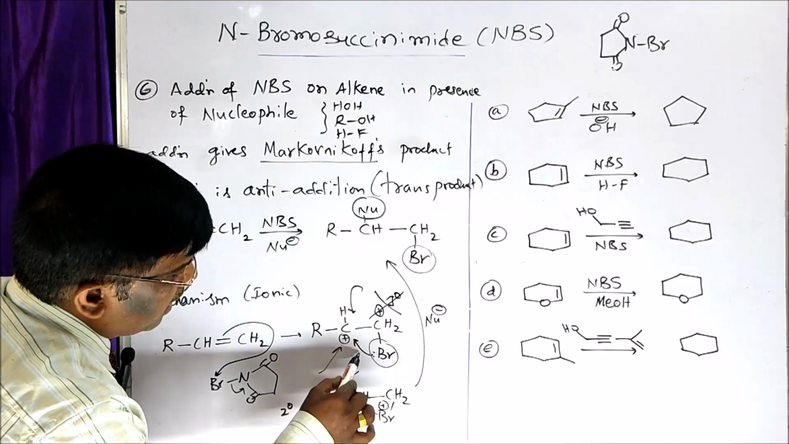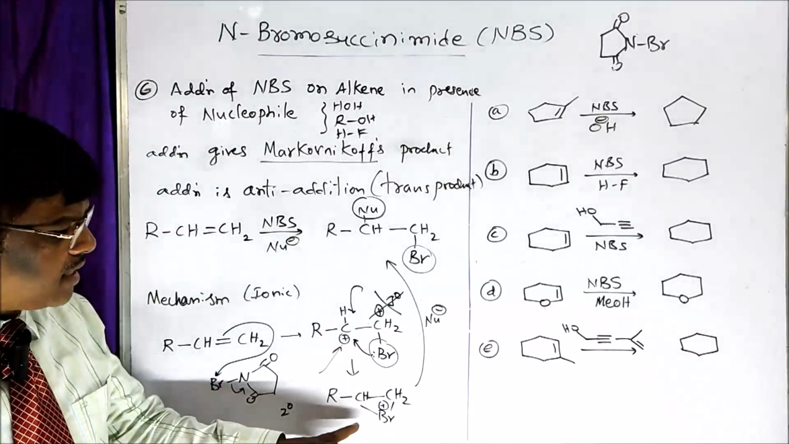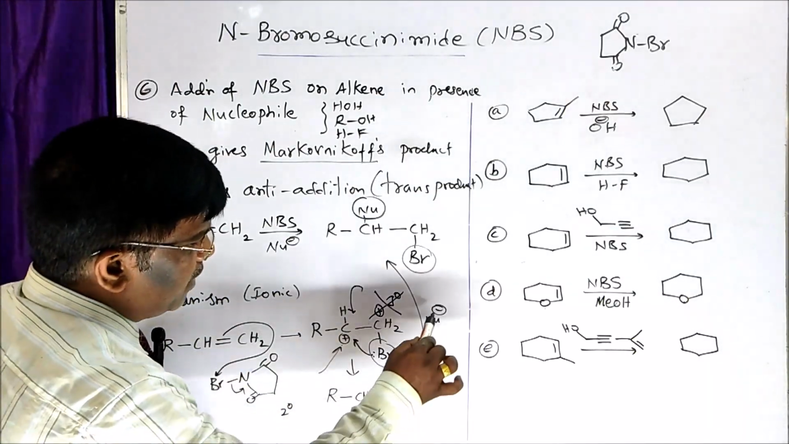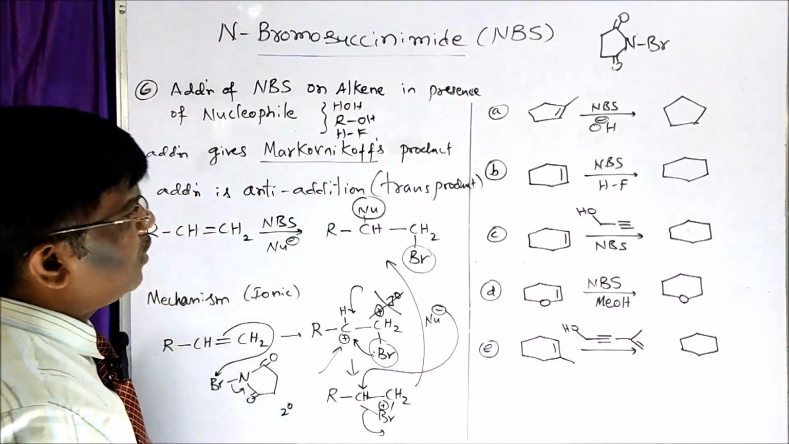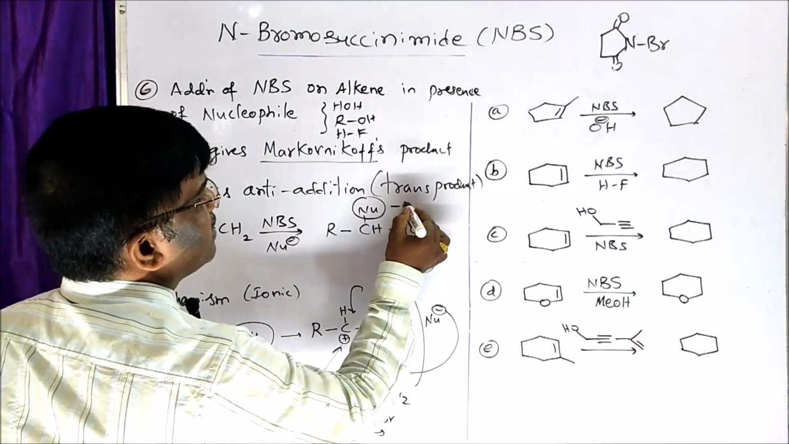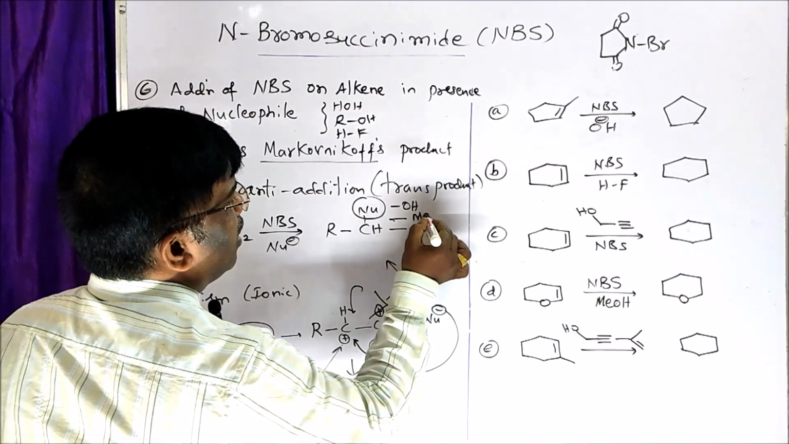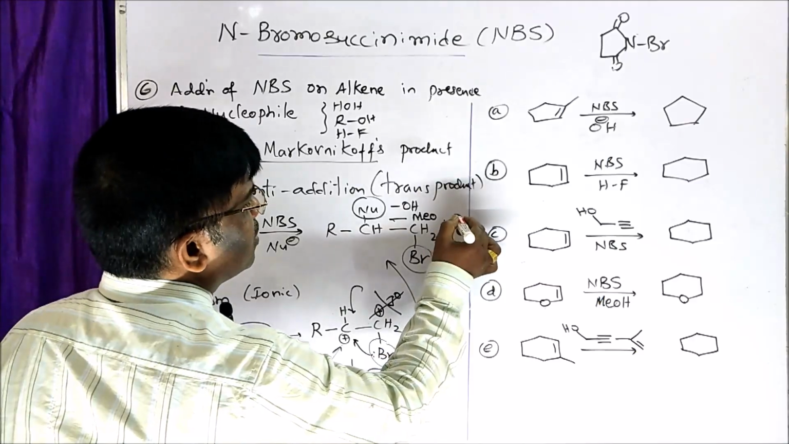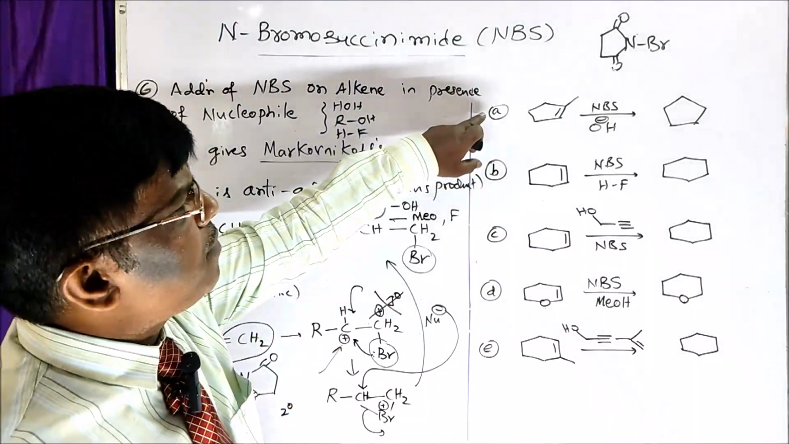This secondary carbocation forms this cyclic bromonium ion, or cyclic bromonium intermediate. This bromonium intermediate, when you add nucleophile, opens up like this to give bromine and nucleophile here. So what are the common nucleophiles? Yes, it can be OH or it can be alcohol, for example methanol, if I use OMe, or if I use HF, it is going to give fluoride. So let us solve some examples.